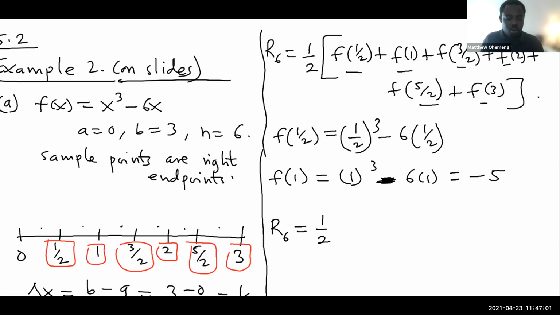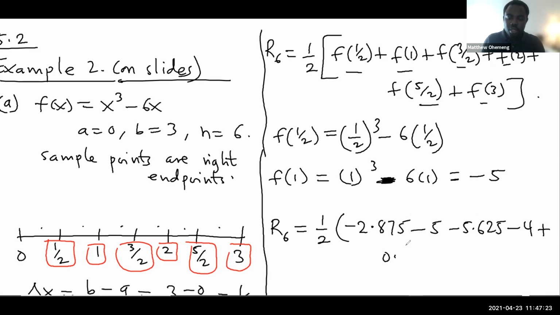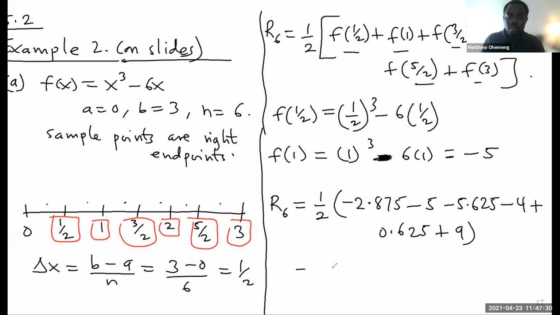So half times the first one, -2.875. And then -5, which is what you computed for f of 1. Then -5.625. And then -4. And then plus 0.625. And then plus 9, the final one. Right, so in the long run, when you calculate everything, oh wait, is someone asking a question?